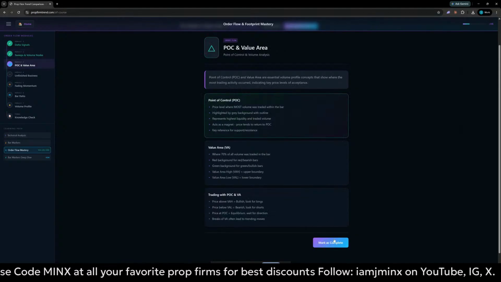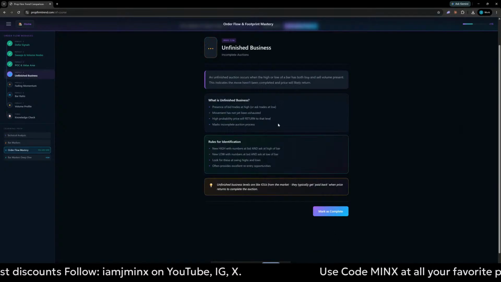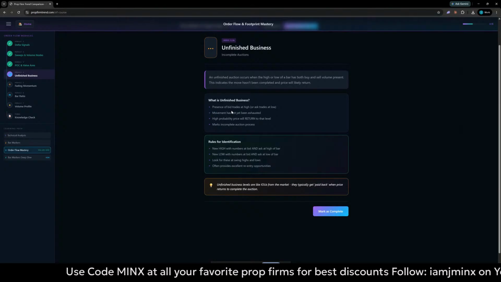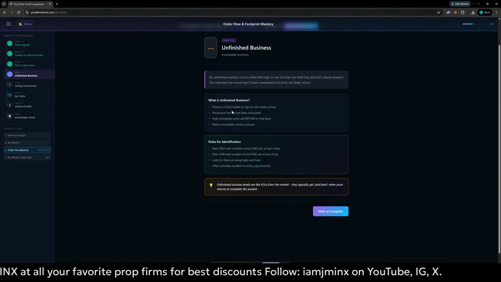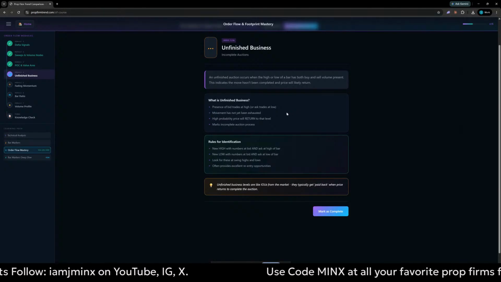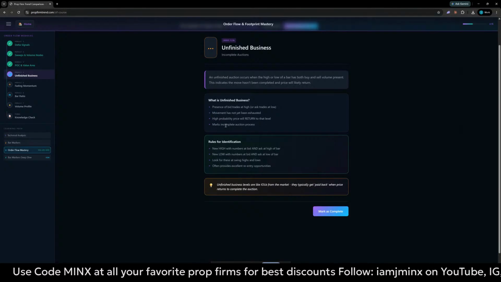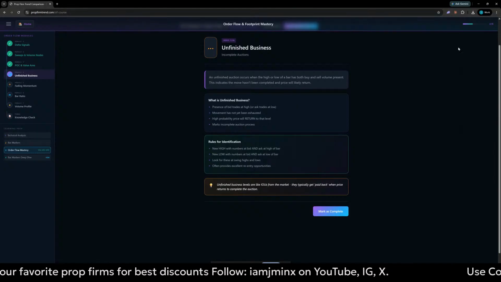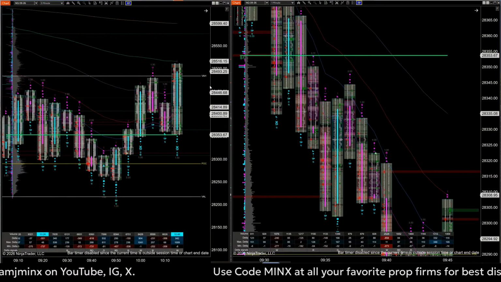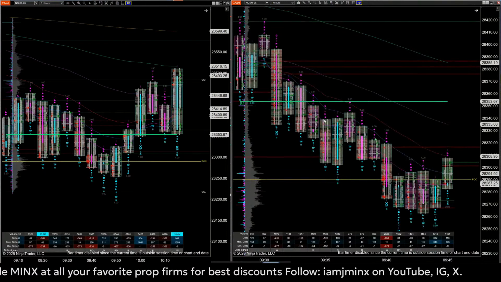Again, point of control, value area, unfinished business. This is the one I actually talked about yesterday, and basically it's just the presence of bid traders at high or ask traders at low, and movement has not yet been exhausted. So there's a high probability price will return to that level, and it marks an incomplete auction process. Yesterday we saw that, but I'll go through some of my key ways that I look at and trade order flow footprint.